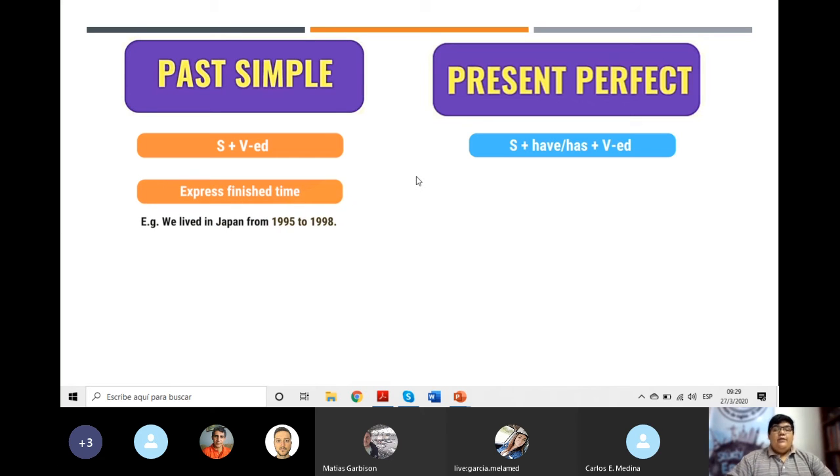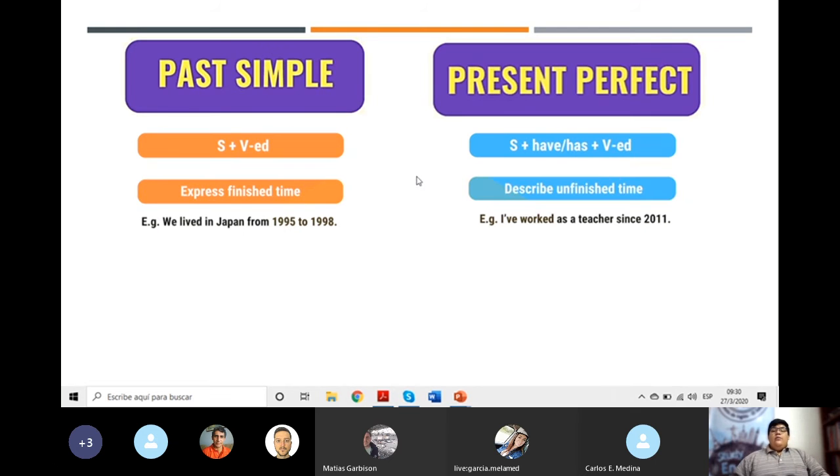So here we have the uses. We use the past simple to express finished time, something that happened in the past. For example, we lived in Japan from 1995 to 1998. It is 2020, so it is a finished action. And we use the present perfect to describe unfinished time, an action that started in the past and continues up to present, and maybe it can go on through the future, okay? I have worked as a teacher since 2011. That is, I'm still working as a teacher, okay?